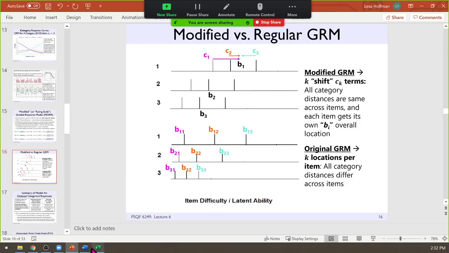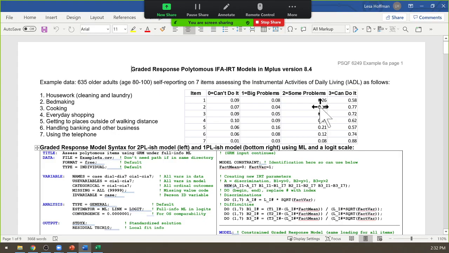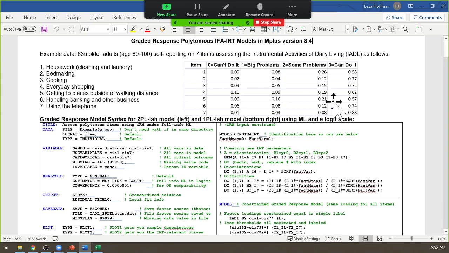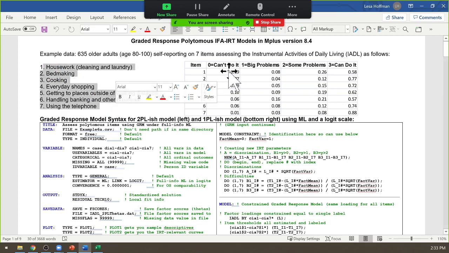And let's look at example 6a. So I am using the same data that I did in example 5, except that it's a different response format available for the binary items. So previously we had a scale that was whether or not people could do each item. It was also administered with a slightly different wording of the question, where I have my 7 activities of daily living, and the choices are 0 can't do it, 1 is I have big problems doing it, 2 is some problems doing it, and 3 is can do it. So we're trying to sort out the differences between levels of ability here with a little more fine-grained response option.